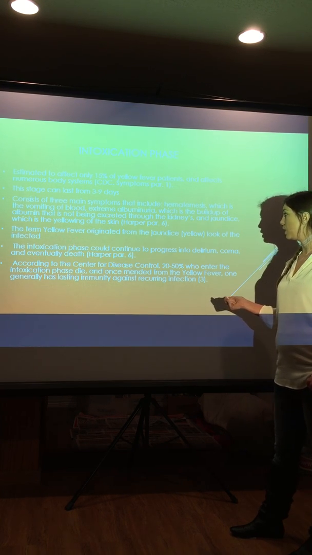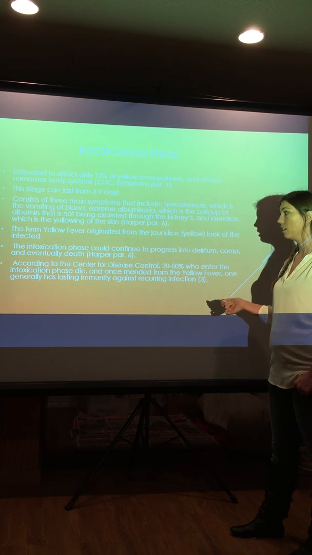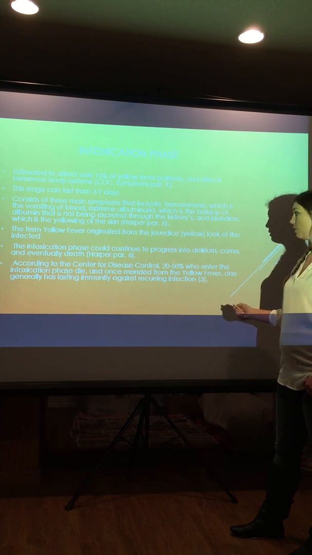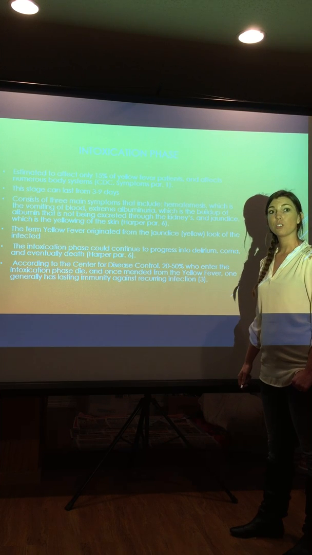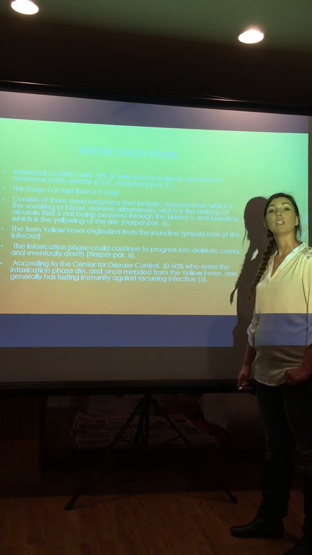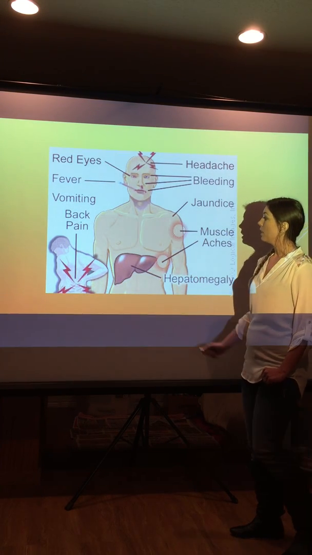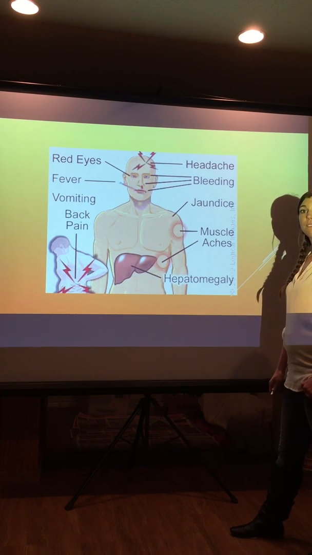That is where the term yellow fever is from, the yellowing of the skin. The intoxication phase could continue to progress into delirium, coma, and eventually death. According to the Center for Disease Control, 20 to 50% of those who enter the intoxication phase die, but those who survive generally have lasting immunity for recurring infections. This is just a general overview of the symptoms associated with the yellow fever virus.